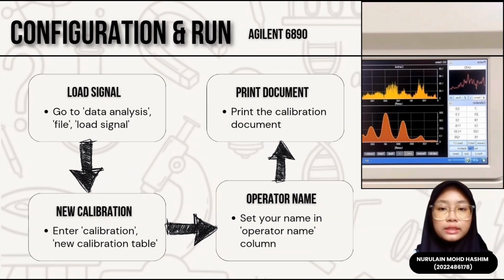Last is data analysis. After the run, load the signal via data analysis, then File, then load signal. Create a new calibration table for quantification. Print the calibration document and enter your name in the operator column for record keeping. Proper injection technique, method configuration, and detector selection are essential for accurate results. Always make sure to document your process.